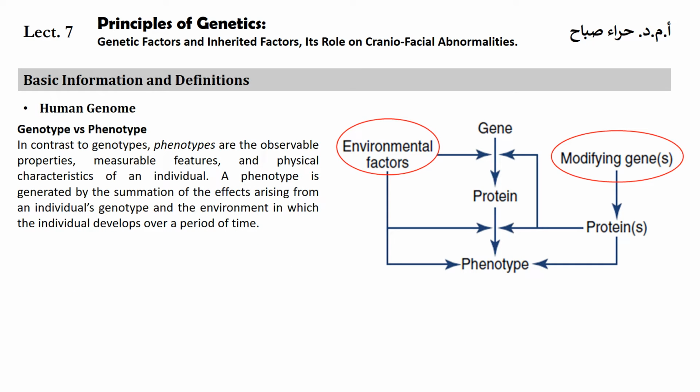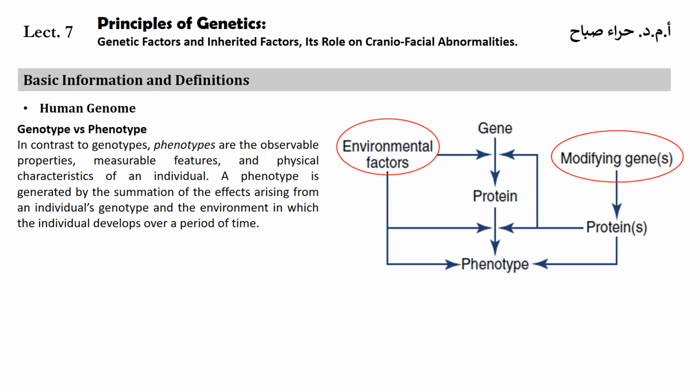So, in contrast to genotypes, phenotypes are the observable properties, measurable features, and physical characteristics of an individual. A phenotype is generated by summation of the effects arising from an individual's genotype and the environment in which the individual develops over a period of time.